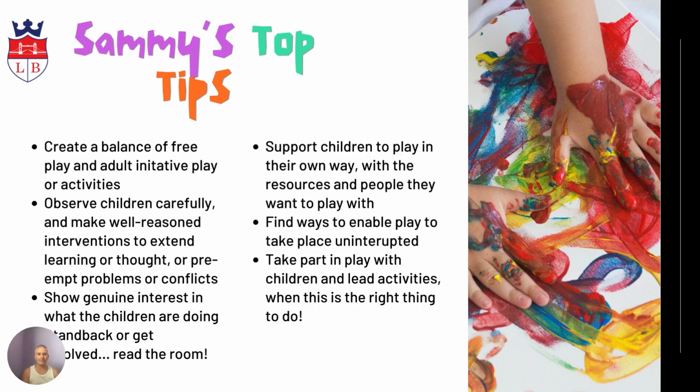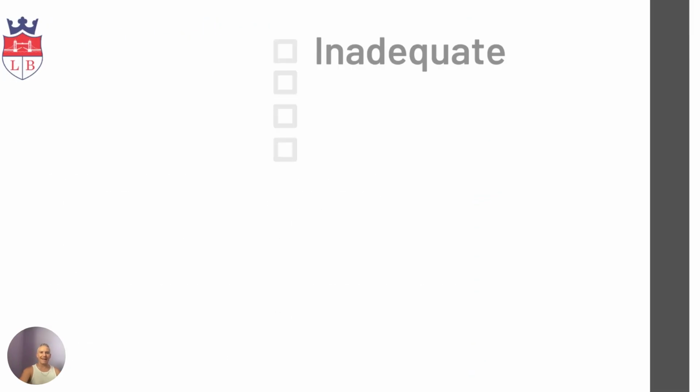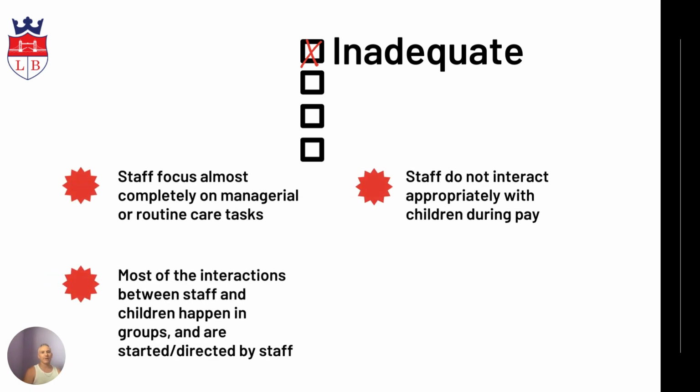Take part in play with children and lead activities when this is the right thing to do. So let's jump in and start looking at those ITERS criteria. We are going to start with inadequate. Here we go. So if you are doing any of these three things in your early years setting, then you are stuck at an inadequate and you must make changes. Strive towards excellence. That's what Sammy always says.